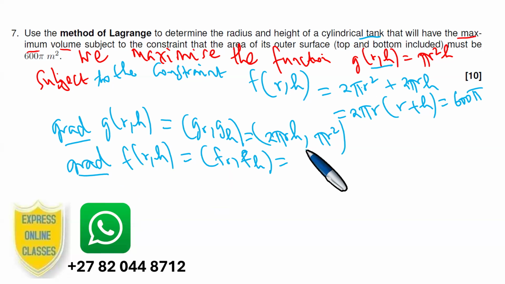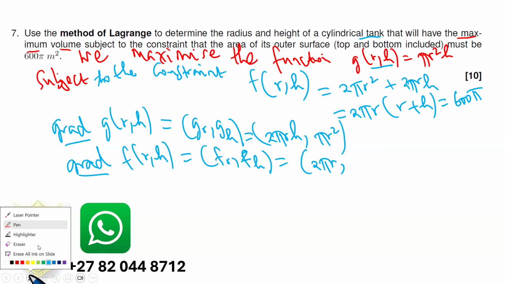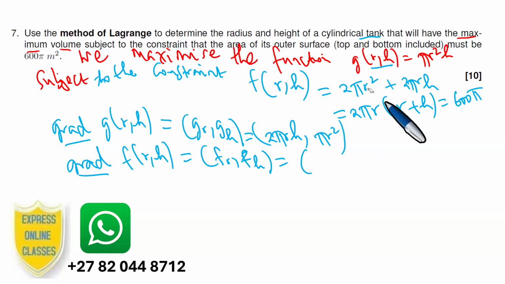Now we're going to find the partial derivative of F with respect to r. With respect to r of this one is going to be 2 pi r, plus it's going to be 4 pi r, because if you find the derivative of r squared, it is 2r times 2 pi, which is then 4 pi r. The partial derivative of 2 pi r h with respect to r is going to be 2 pi h. The partial derivative of this one with respect to h is 0, and this is 2 pi r.